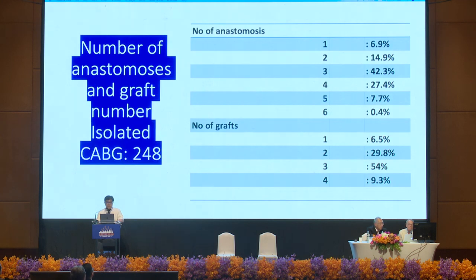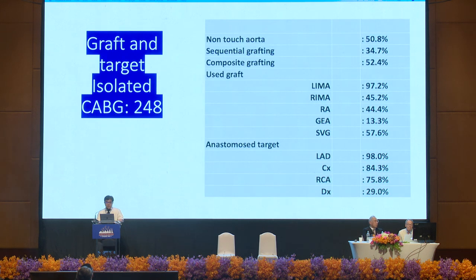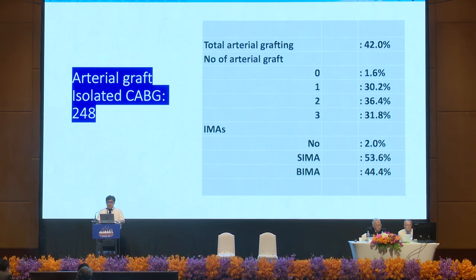What about the number of anastomoses per graft? In most cases we did triple bypass, 42%, and four grafts is 27%. We use a no-touch technique on the aorta in about 50% of cases, so that's why we have a lot of sequential grafting, 35%. We use LIMA in 97%, RIMA on the right is 45%, GEA around 13%. So we can do total arterial grafting in 42%. We do SIMA at 53 and BIMA is 44 in our center.